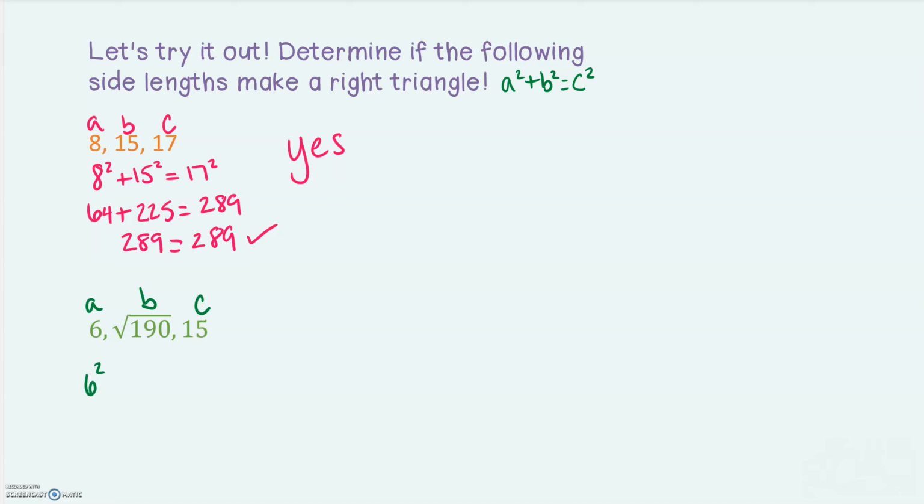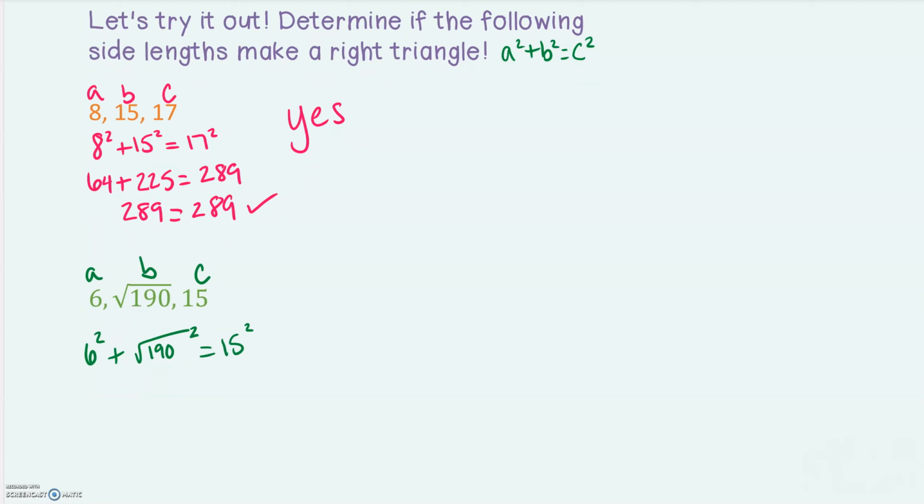And I'm going to say 6 squared plus the square root of 190 squared, not a plus, equals 15 squared. So now I'm going to do that. 6 times 6 is 36. The square root of 190 squared. If you guys remember way back in like September or August timeframe, when we were doing squares and square roots, I had said that they were inverse operations. They undid each other. So if I have a square and a square root that undo each other, both of them poof, and I'm just left with 190 equals 225. Because that's what 15 times 15 gives me.